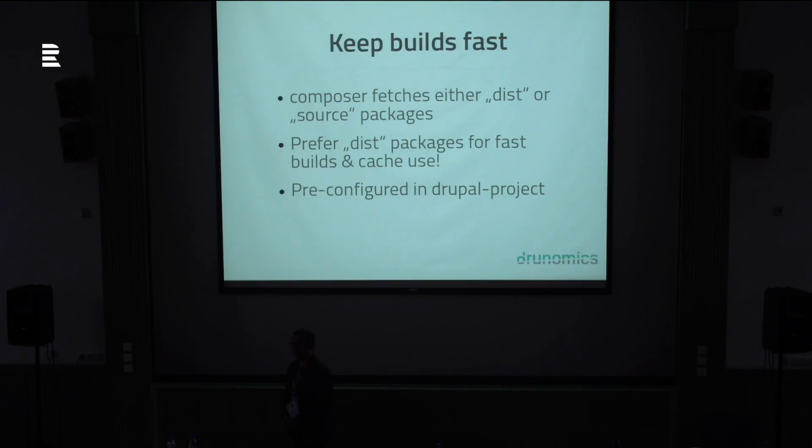So for that to be fast, Composer usually uses dist packages, which means it just uses the tarball and does not git clones, while the source variant would do the git clone. But as long as you go with the dist variant, that's done with the option prefer dist, which is in the template by default.